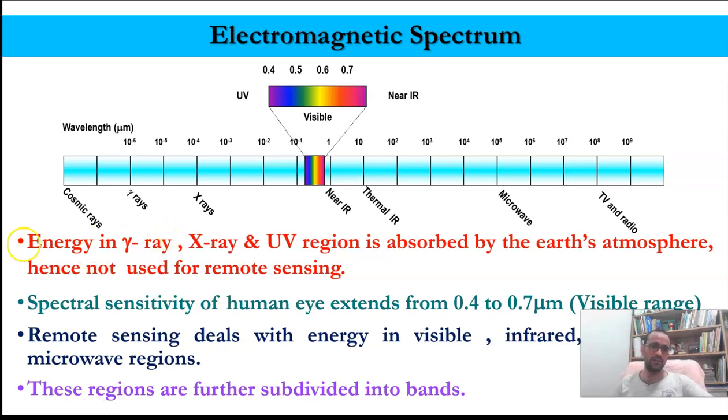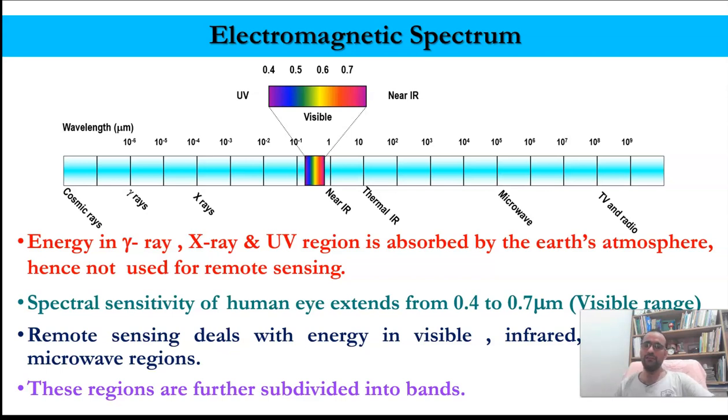Here I have something to discuss. Energy in the gamma, X-ray and ultraviolet regions is absorbed by the Earth's atmosphere, hence not used for remote sensing, definitely. Our human eyes are very sensitive from 0.4 to 0.7 micrometer, we call it the visible range. Remote sensing deals with energy in the visible, infrared, thermal and microwave regions, because these are the only parts that can come to the Earth and get back to the satellite sensor to collect the data.